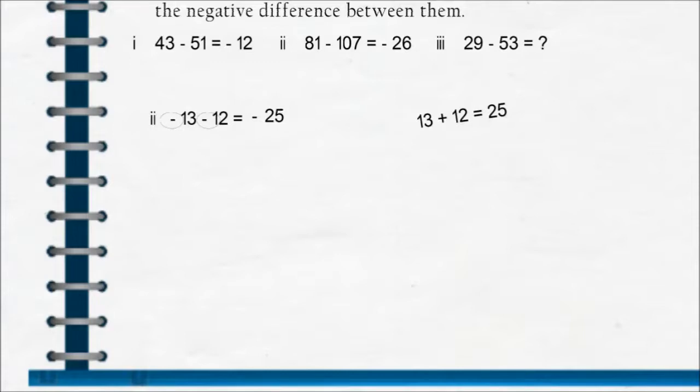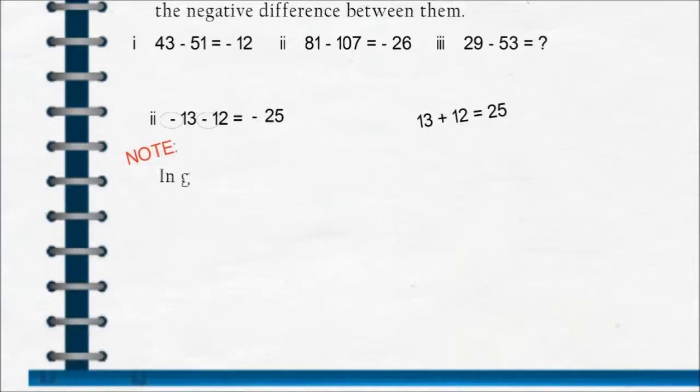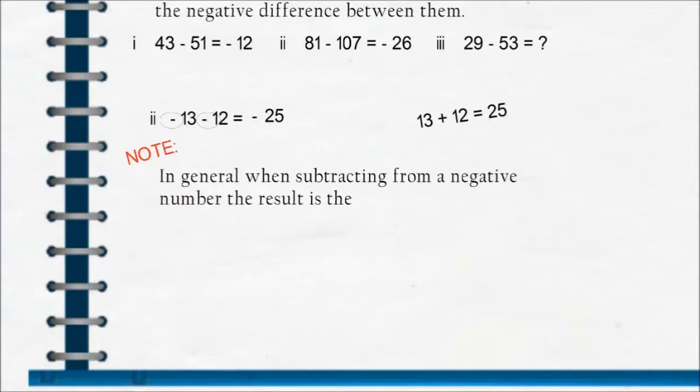But I want us to quickly take note again of another general case. In general, when subtracting from a negative number, the result is the negative sum of the two numbers. Alright, please take note. When subtracting from a negative number, the result is the negative sum of the two numbers. For instance, if we have minus 5 minus 8, both of them are carrying a negative sign, so our result is going to carry a negative sign. Then when we sum 5 and 8 together, we get a 13. So our result is going to be minus 13.